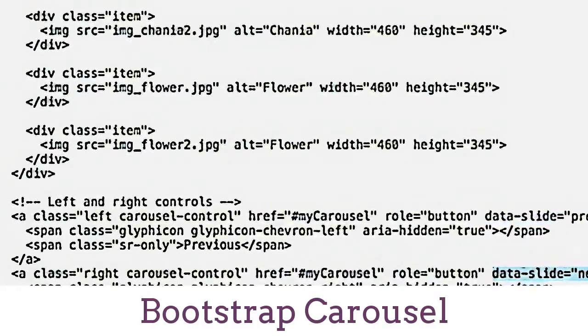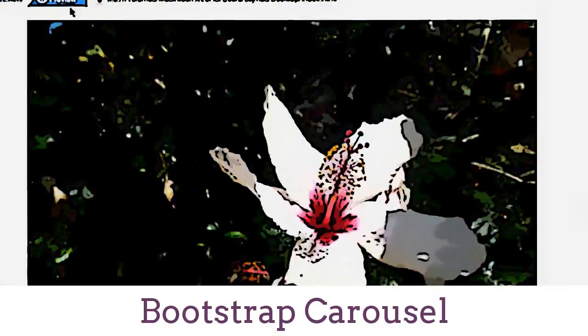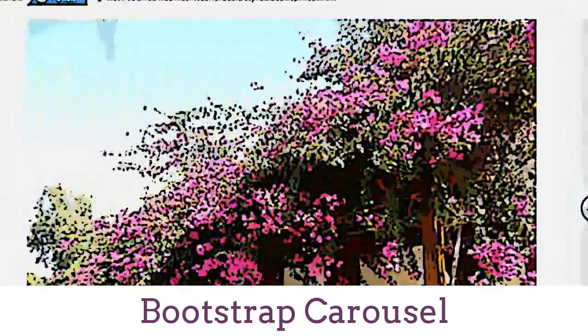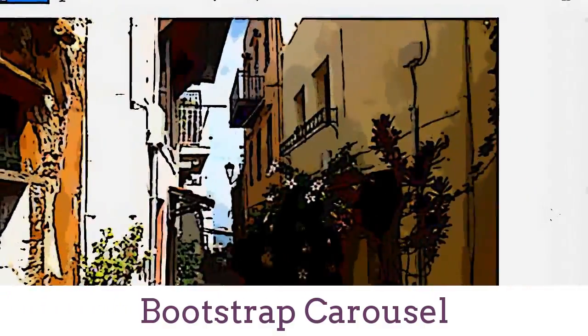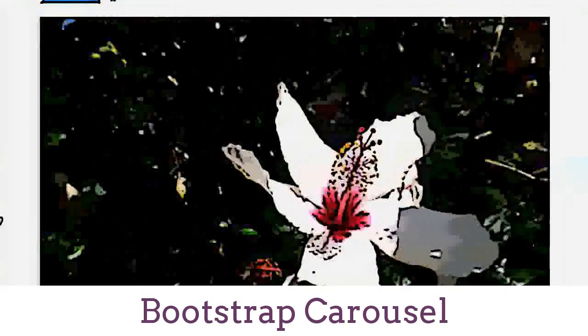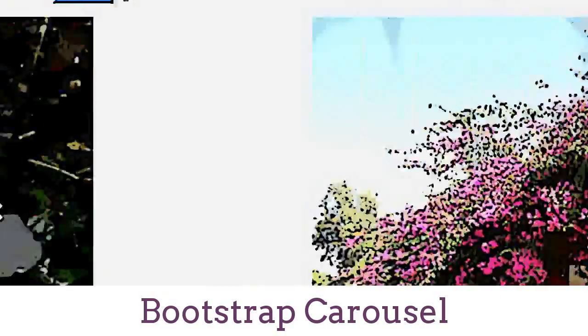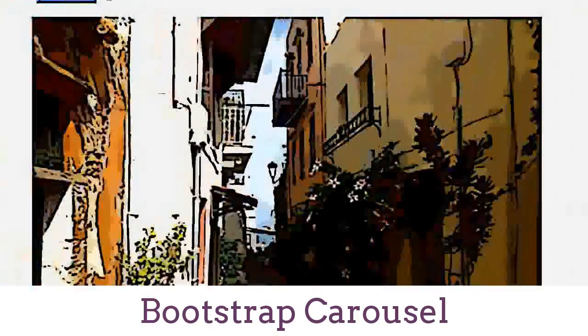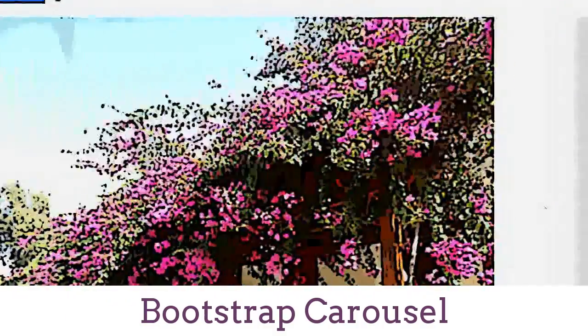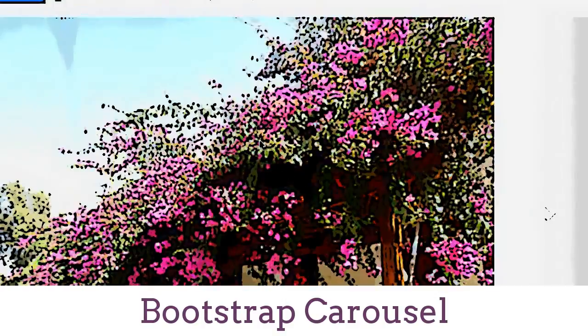Okay, so let's see this example one more time. Look that if I click right it'll go to the next picture. If I click on the left arrow, it'll go to the previous picture. I can also click on the buttons, on the indicators at the bottom, and it'll take me to my corresponding slide. With this, we conclude our demo on Bootstrap Carousel.